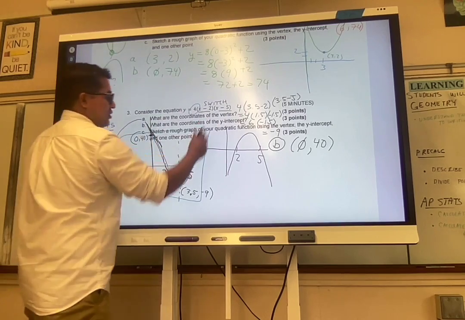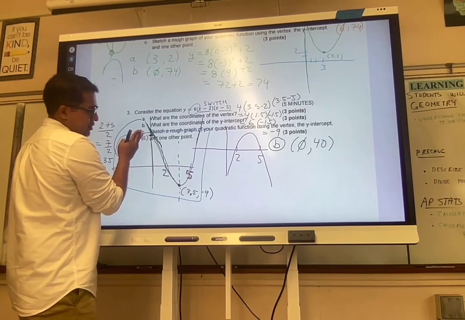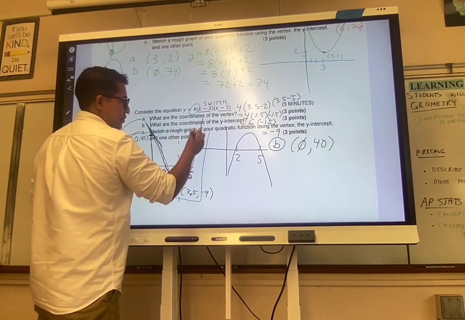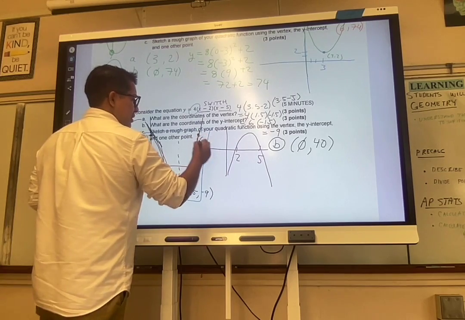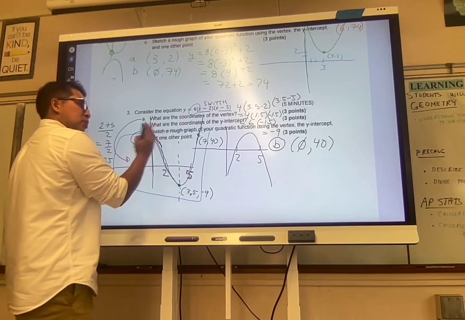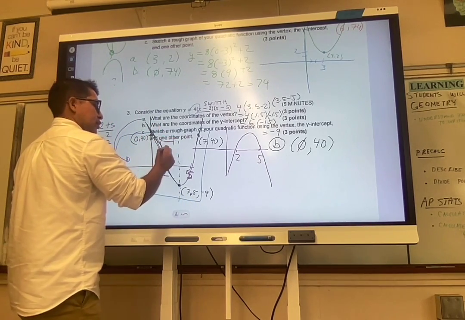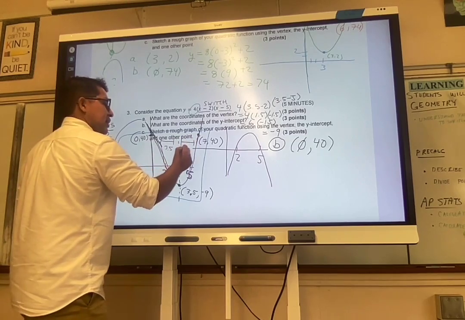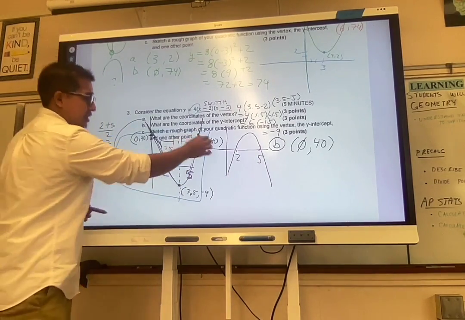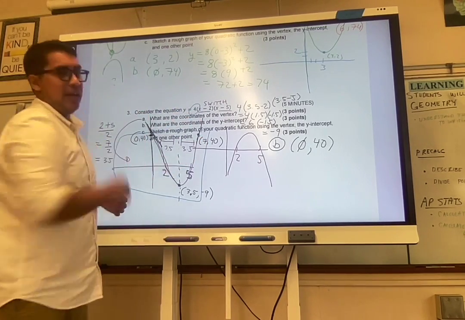And by using that same symmetry argument, notice that the y-intercept is 3.5 from the middle. So if I go 3.5 away on the other side, I know I'm going to end up at 7, 40 as another point, because both are 3.5 units away from the center. 3.5 plus 3.5, that's where I got the 7. And the 40 is because it's the same height as the y-intercept. That would be a rough sketch that I could use.